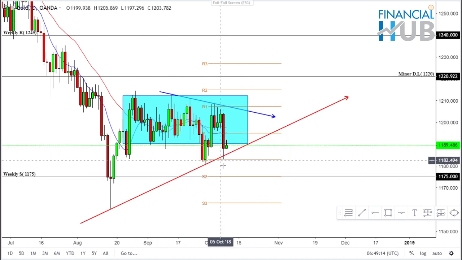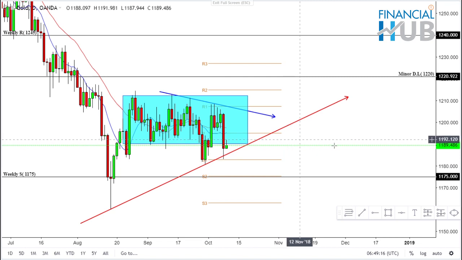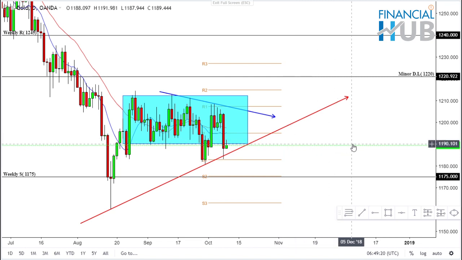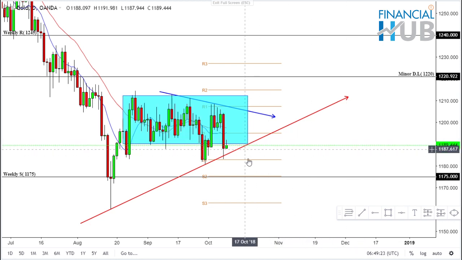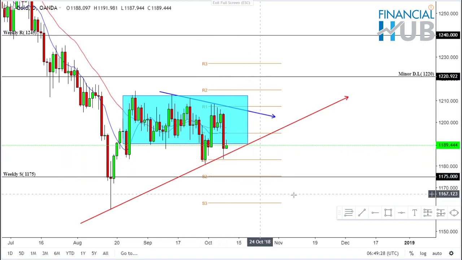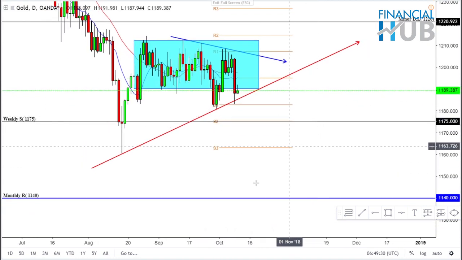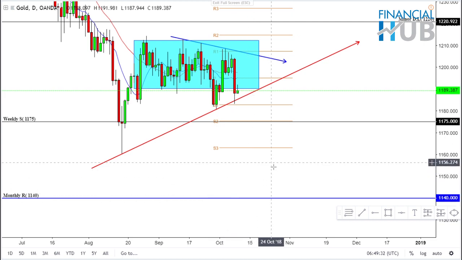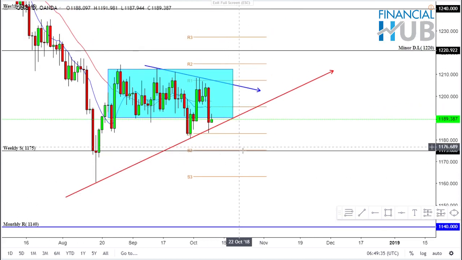If the euro continues falling and the dollar continues going higher, then I'd use the correlation and perhaps expect gold to break this level, break this trend line, take out this level, and go lower all the way to 1140 long term. Short term, I'd be looking for 1175. After 1175, I'll be looking for 1160. But that will depend on how the euro performs.